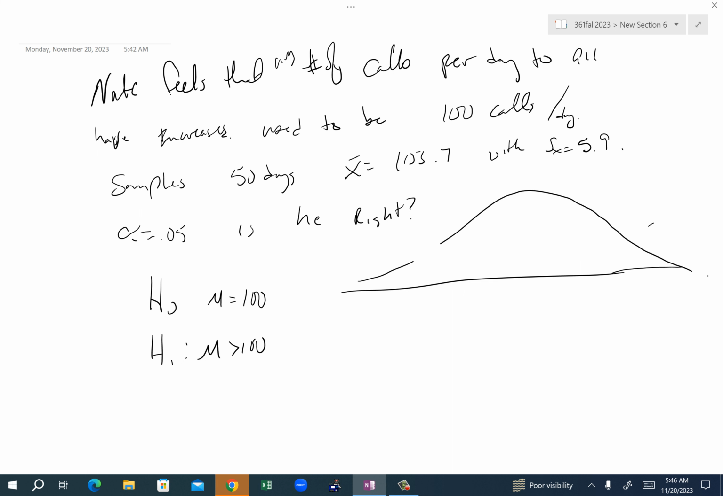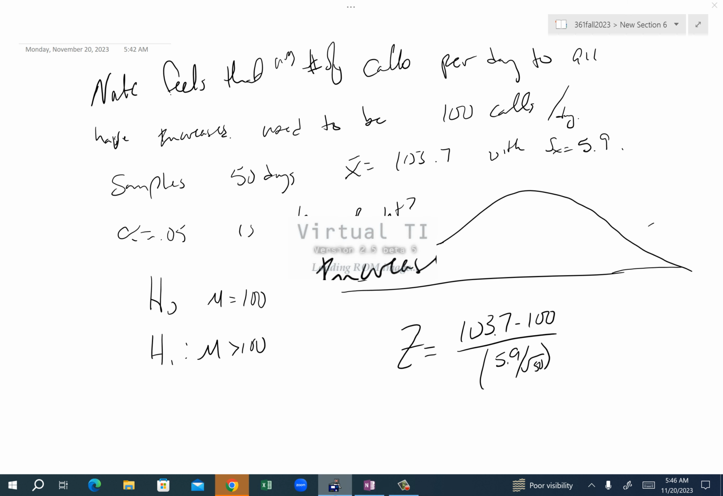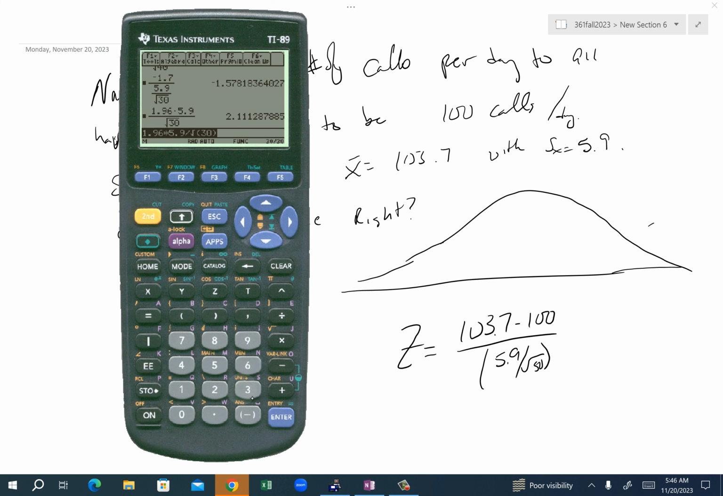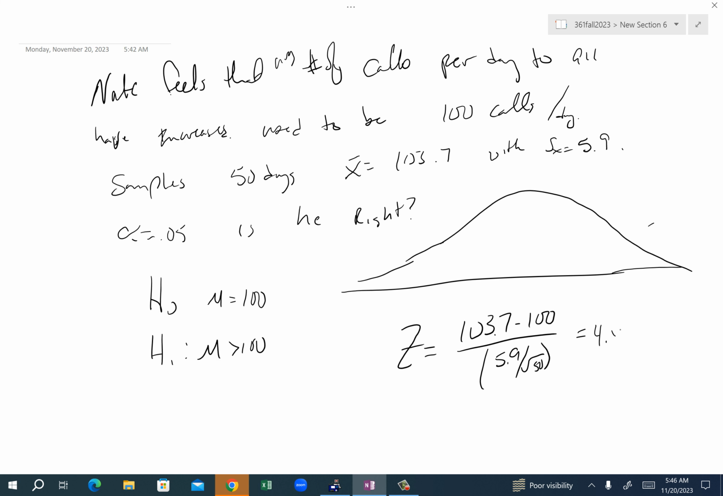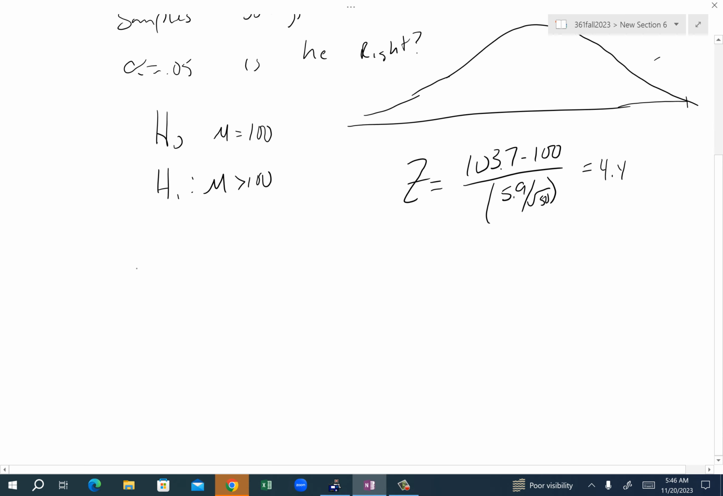So we're going to make a z-score, of course, just like we talked about last week. So z is equal to 103.7 minus 100 over 5.9 over the square root of 50. And let's get a little calculator going here. 4.4 standard deviations. So as we talked about last week, if you're 4 deviations above the mean, you are by far a freak show, which means obviously reject H naught is what we're talking about.